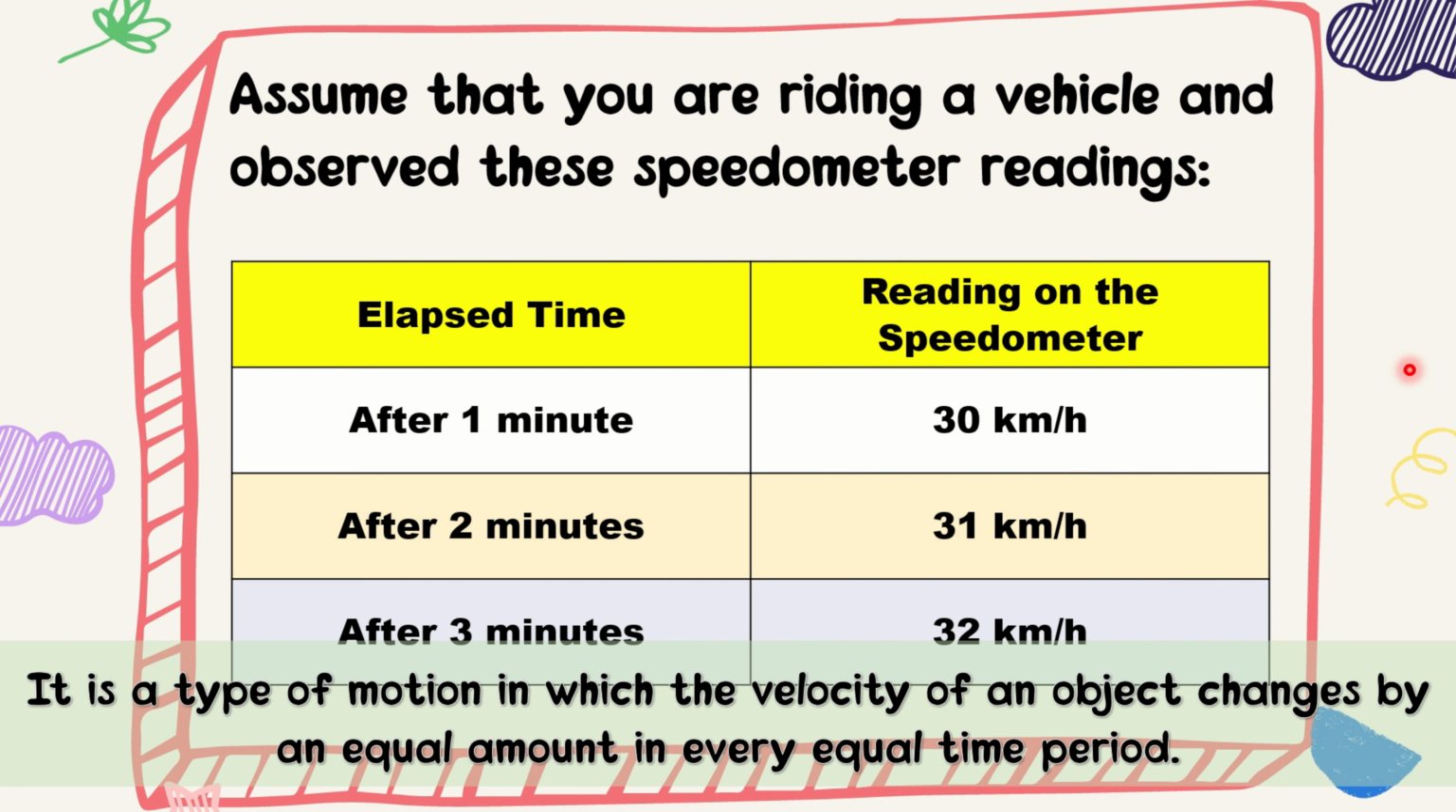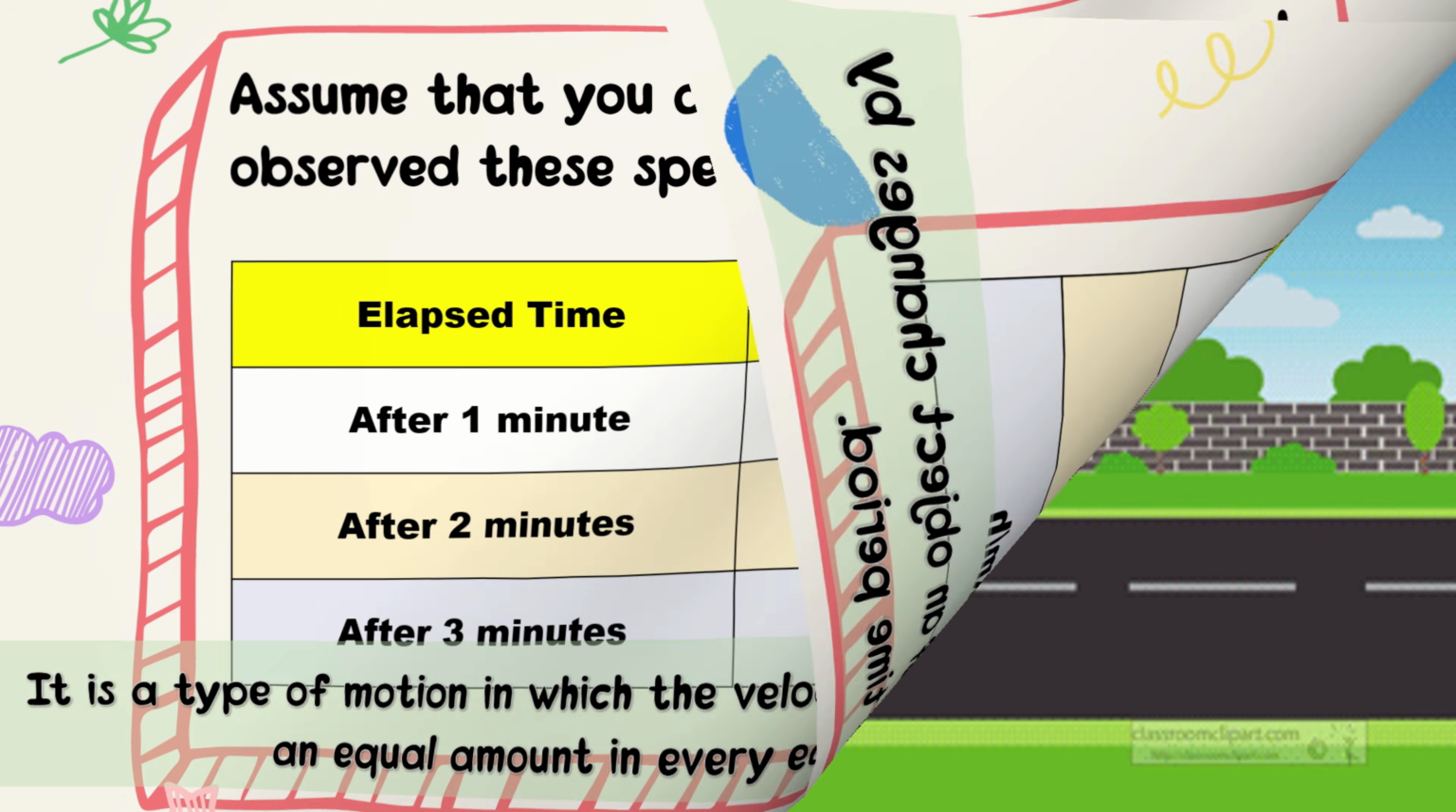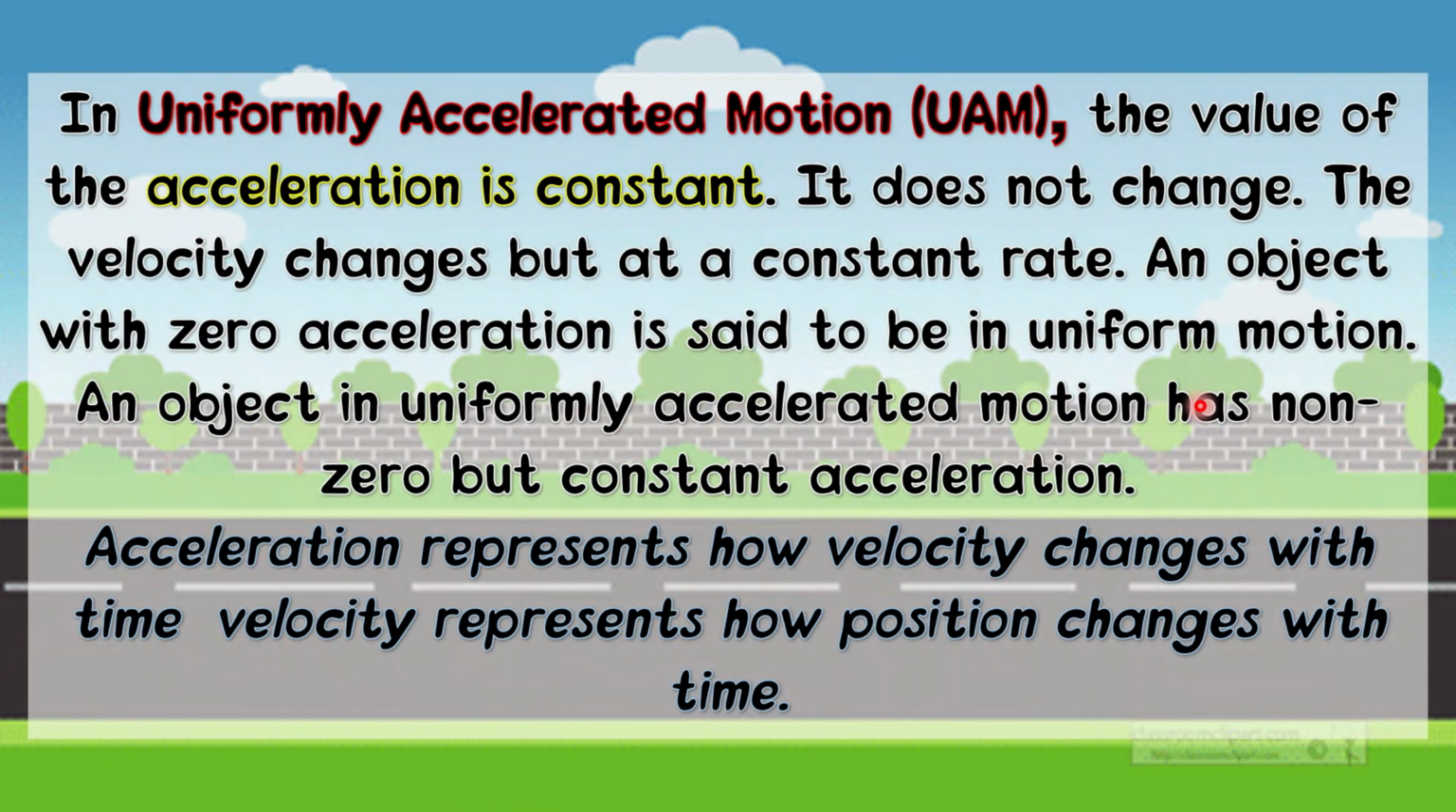It is a type of motion in which the velocity of an object changes by an equal amount in every equal time period, just like this example. In uniformly accelerated motion, or UAM, the value of the acceleration is constant. It does not change. The velocity changes, but at a constant rate. An object with zero acceleration is said to be in uniform motion. An object in uniformly accelerated motion has non-zero but constant acceleration.